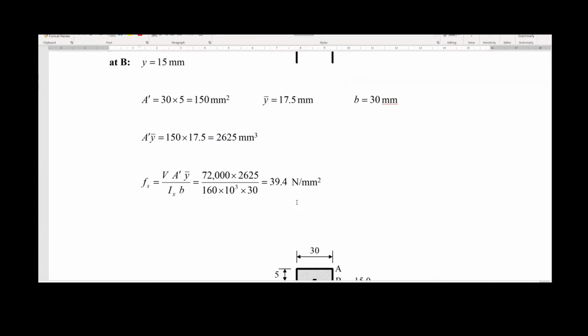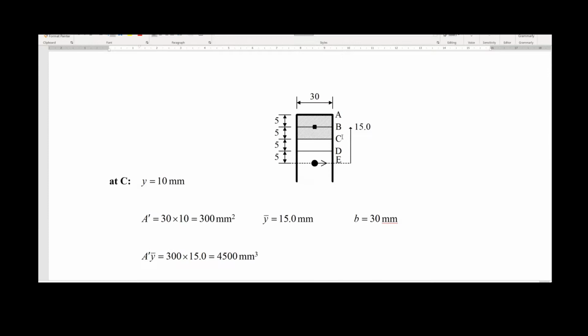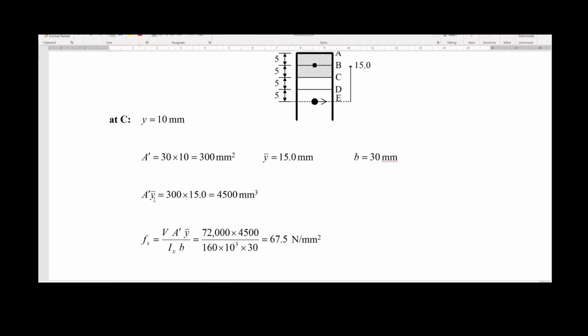Okay. If you go to the next one, if we go to the fiber C, so we are here now. Our rectangle is a little bit bigger. It's actually the double than before. So the area is going to be the double as well. It's 30 times 10 because it's all this shadow section in here. The distance from the centroid to this rectangle to the neutral axis is 15 millimeters in this case. B is constant, equal to 30 millimeters. The moment of area is a little bit bigger because we have a bigger surface.